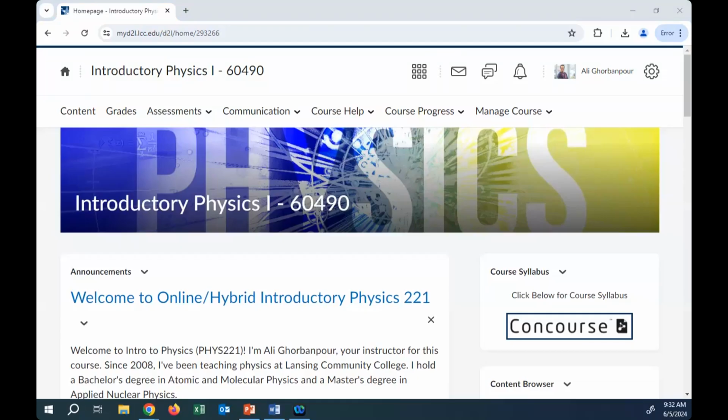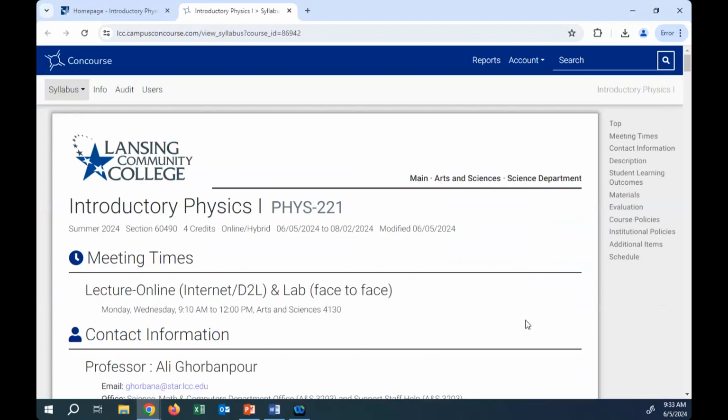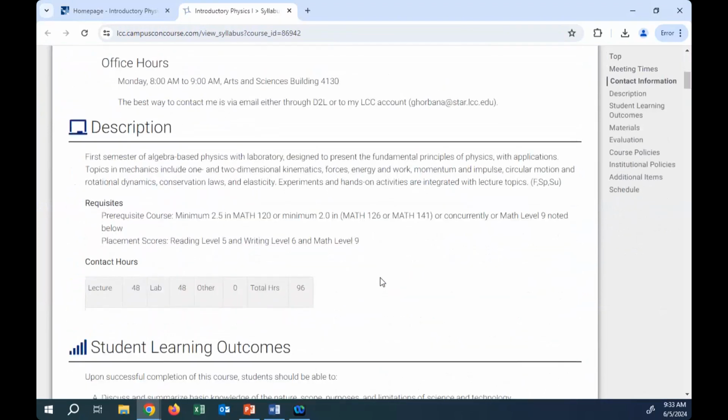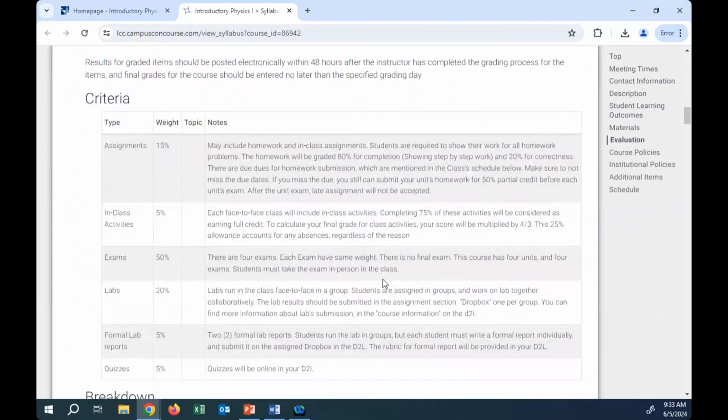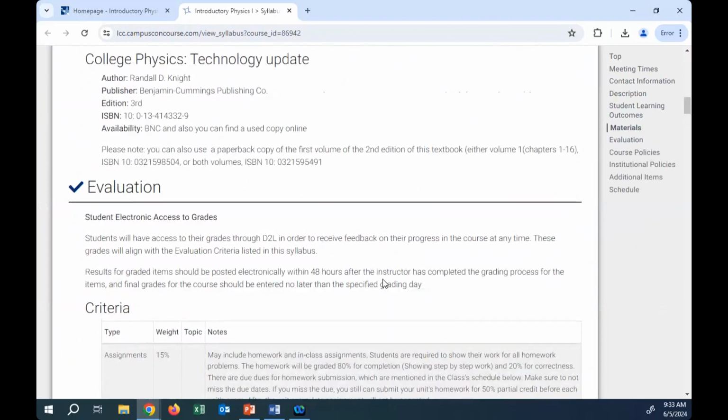So let me just show you the D2L first. This is your D2L, and all information that you need about this course is available in your D2L. The first thing that you need to do is click the course, and the course has all information about this class. I will try today to go over this course with more details first, and make sure to just study the course. All information and the textbooks that you need for this class is available.